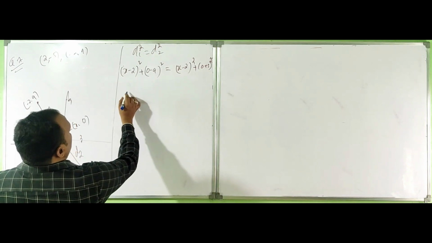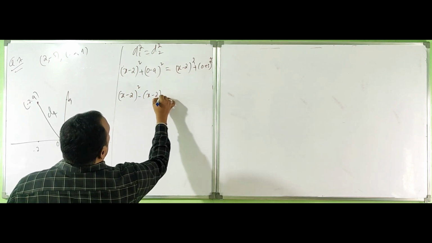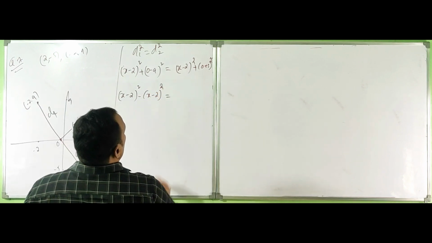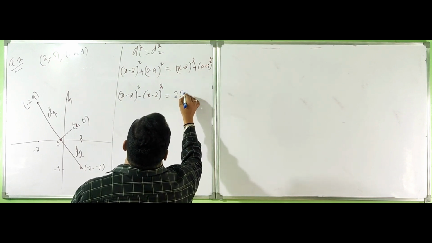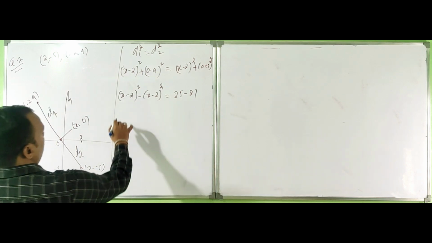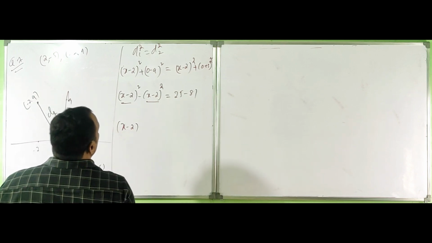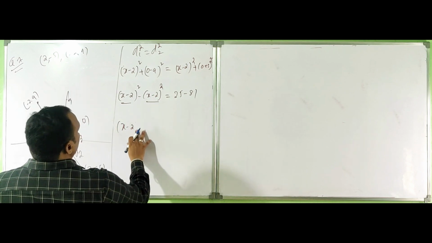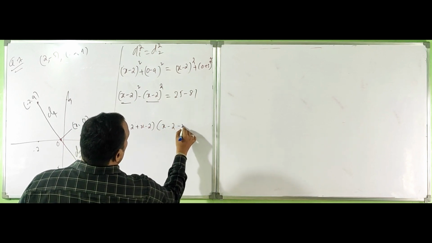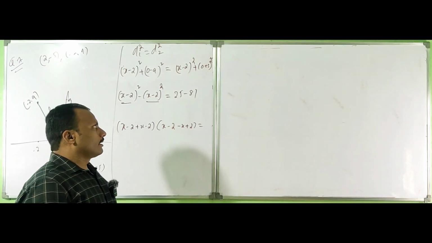I am writing (x minus 2) whole square minus (x minus 2) whole square, right? 25 minus 81 becomes the right side now. a square minus b square is (a plus b)(a minus b): (x minus 2 plus x minus 2)(x minus 2 minus x plus 2) is equal to 81 minus 25, right?